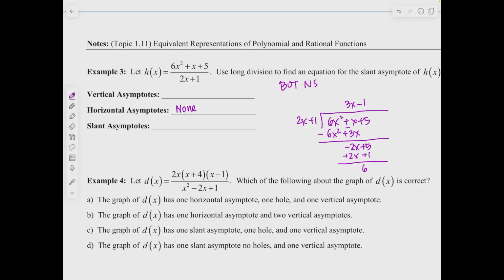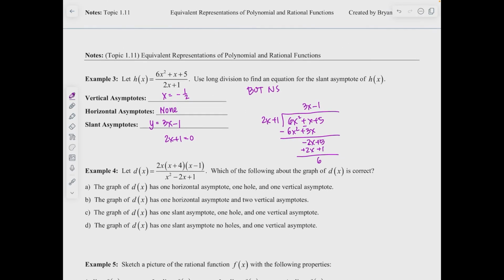So in this case, the slant asymptote is going to be y equals 3x minus 1. For the vertical asymptote, the zero of my denominator, x equals -1/2, because when I set 2x plus 1 equal to 0, that's where the -1/2 comes from.